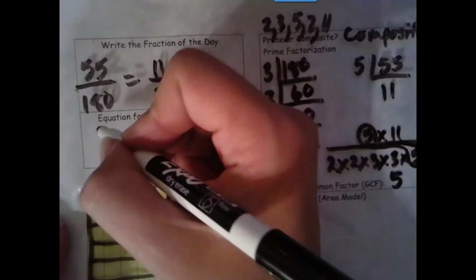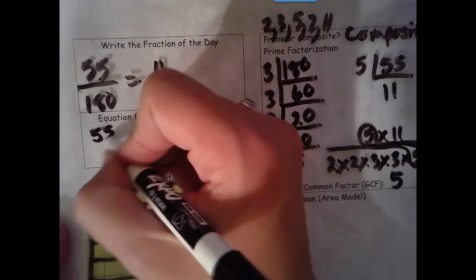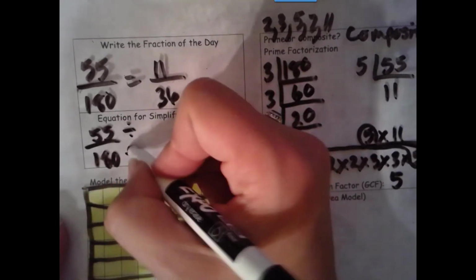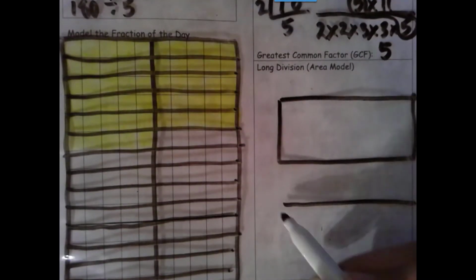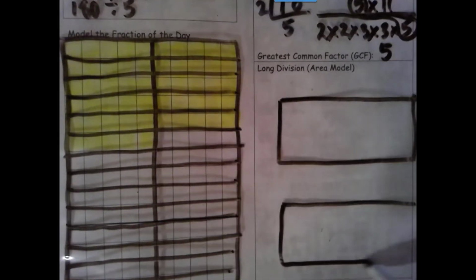Okay, I've done my division with my model. Now I'm going to do it in a different way with my algorithm. Okay, and I'm going to use my area model. Just a different way to look at it. There is more than one way to get to the right answer. You just want to make sure it's a way that will work every time.